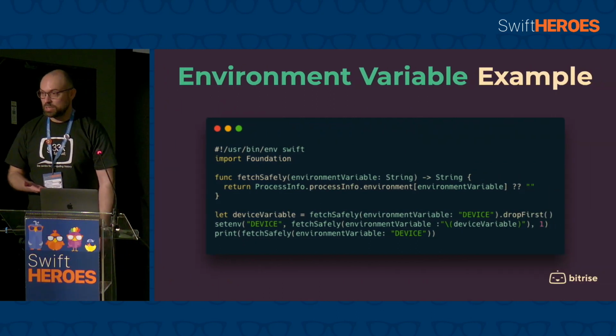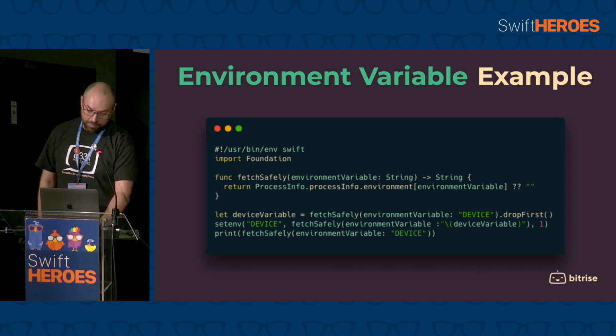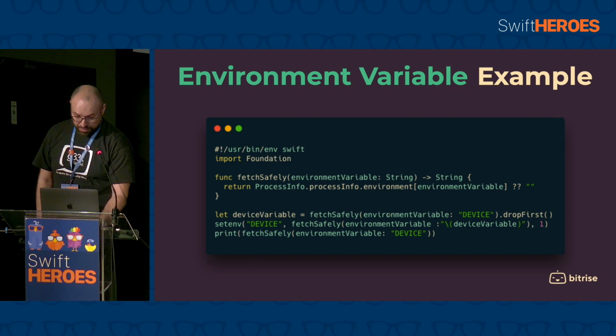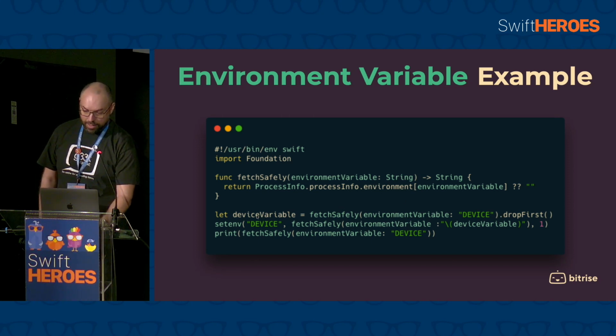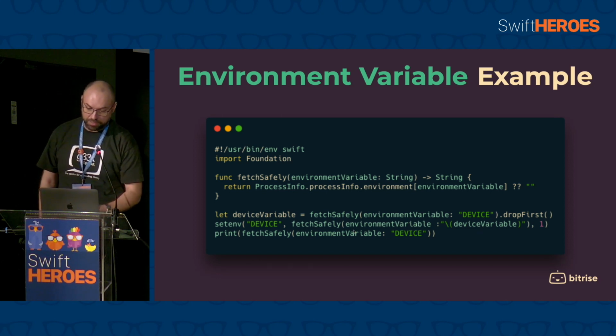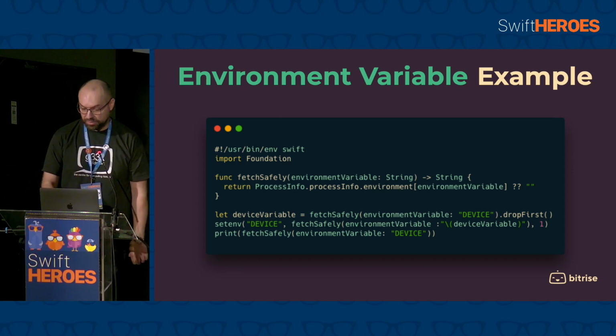Then I rewrote the same script in Swift. This I can understand. I'm importing the Foundation framework, and I'm fetching safely an environment variable, or if I don't find it, it is nothing. And then I'm fetching safely the device environment variable. I'm dropping the first letter, removing it, and then I am setting the environment variable with the device variable. And then I print to see if I set the device variable correctly. So it is much easier to understand, even though it is more verbose, and it is in Swift.